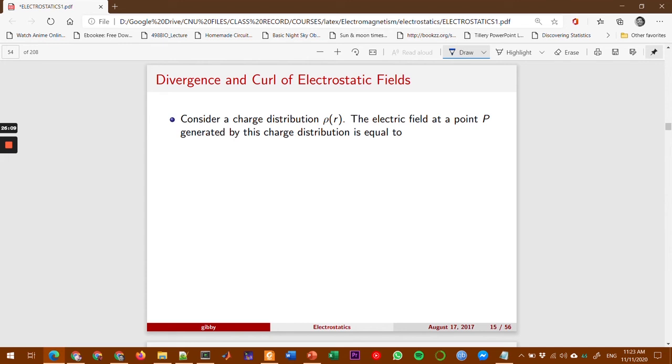Now consider a charge distribution rho of r. The electric field at point P generated by this charge distribution is equal to this, which is Coulomb's law, our formula, where r is given by this. Actually, my definition of r last time was reversed, it should have been this, to be consistent with the notation. Anyway, earlier was the divergence, now we get the curl. So the curl of E is equal to this.